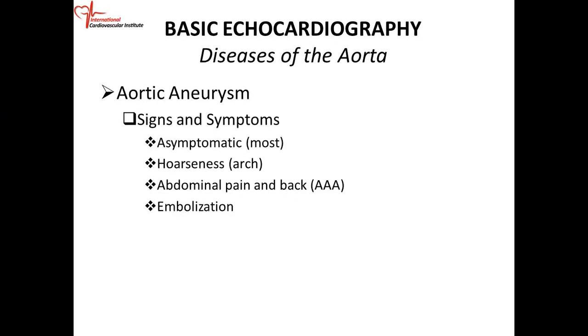What are some of the signs and symptoms of aortic aneurysm? How does a patient present? What's the presentation? A lot of patients are going to come to the echo lab asymptomatic. That is, they don't have any symptoms related to the aortic aneurysm. They come to the echo lab for some other reason. Breast cancer, they need to have an echo prior to chemotherapy, or they have high blood pressure, or some other problem not related to the aortic aneurysm.